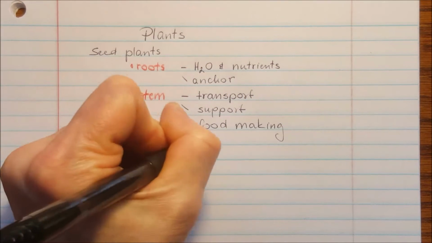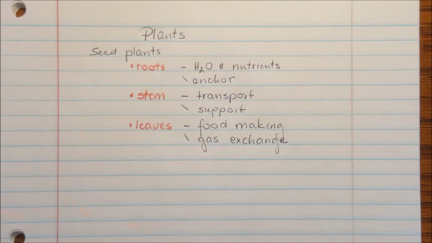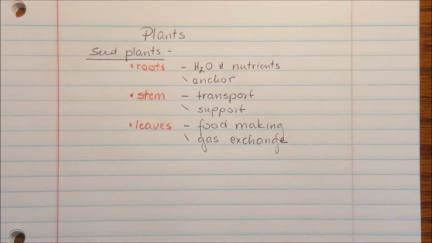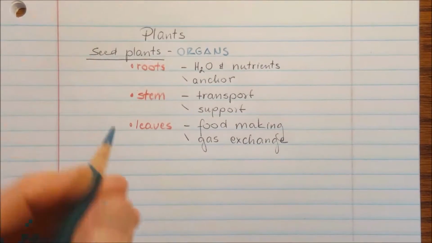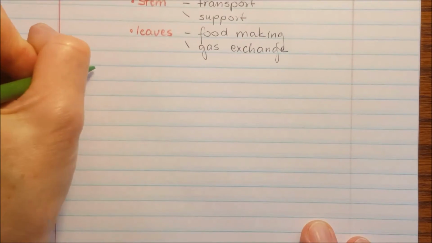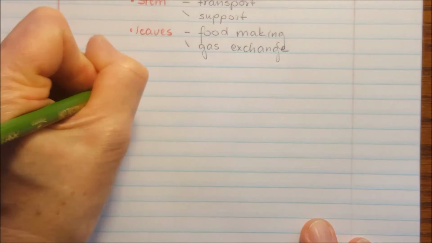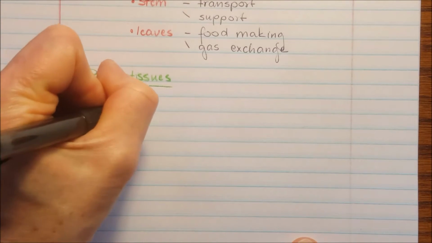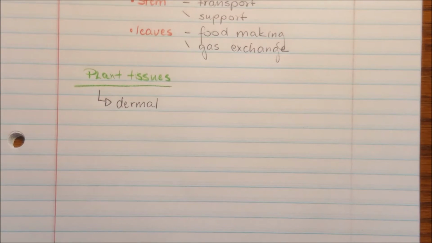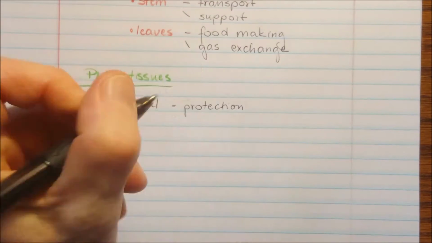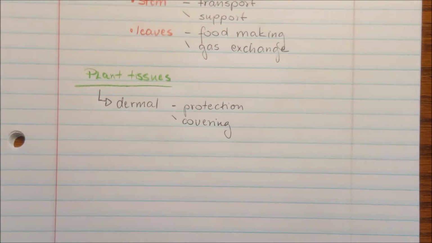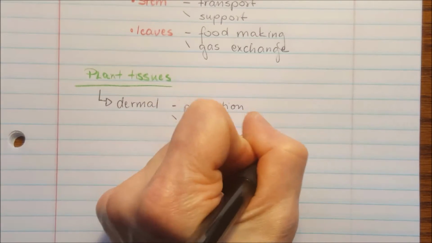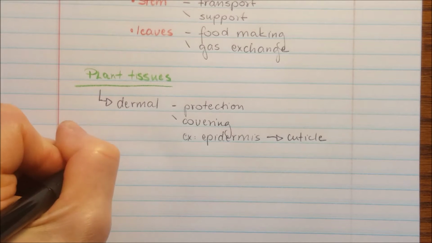Leaves make food through photosynthesis, and their job is also gas exchange, carbon dioxide and oxygen exchange for the plant. There are three plant tissues that we have to get a little bit familiar with. The dermal tissue's function is protecting the outer cover of the plant and covering the leaves and the stem. They secrete the waxy cuticle.